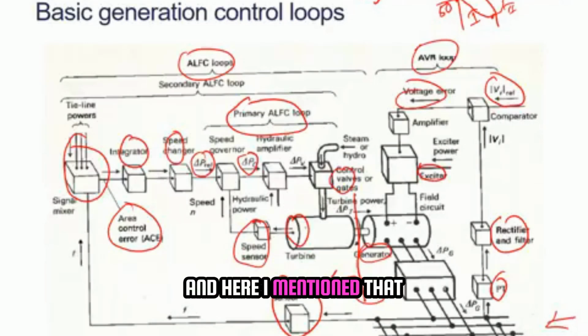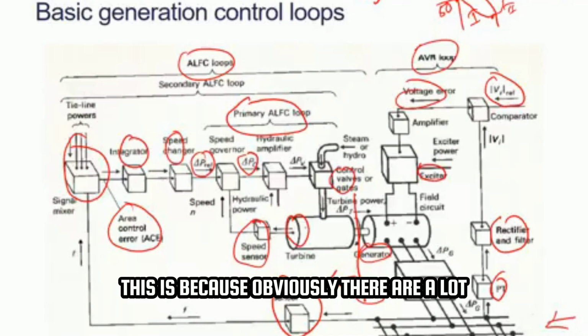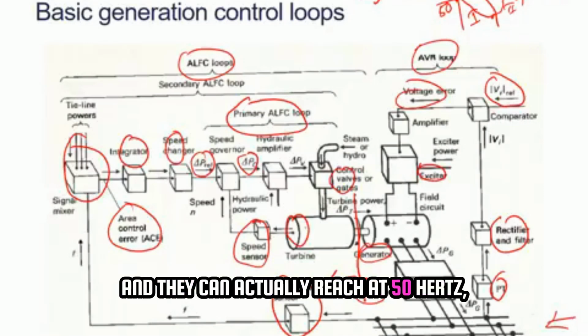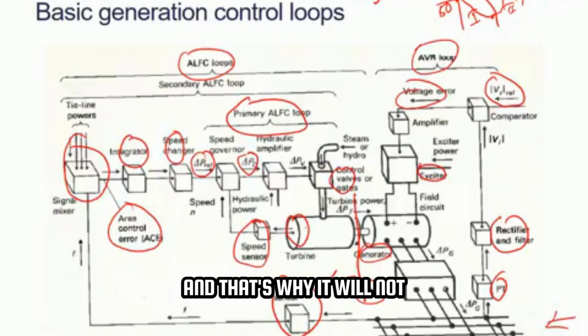And here I mentioned that the frequency is not exactly 50 Hertz. This is because obviously there are a lot of generators which are interacting, so there will be small oscillations. They can actually reach 50 Hertz, but there will be small oscillations which will continuously keep happening, and that's why it will not remain exactly at 50 Hertz.